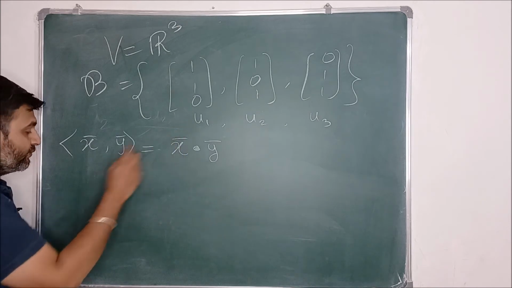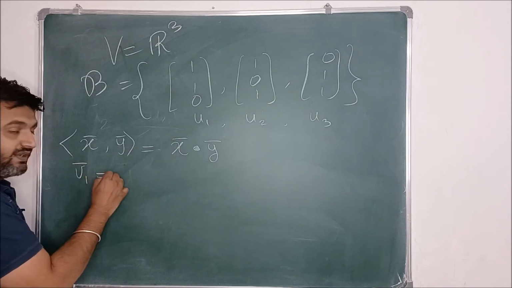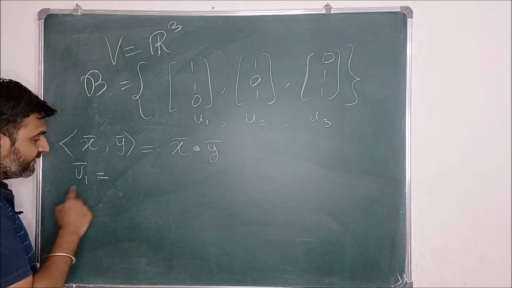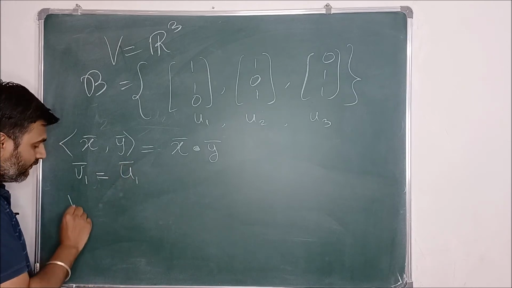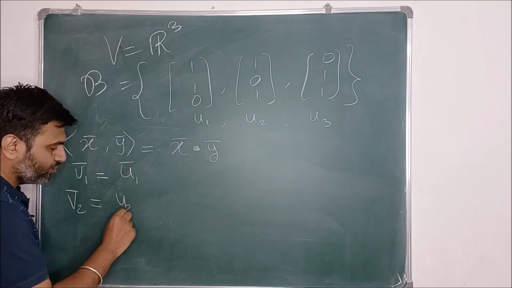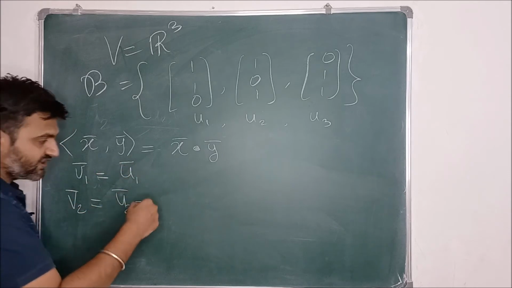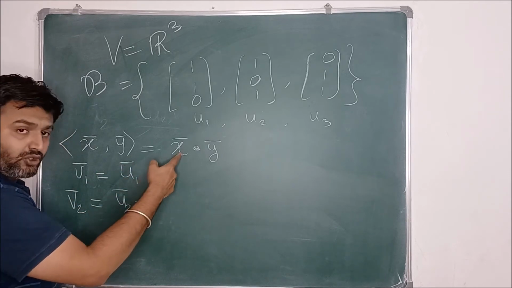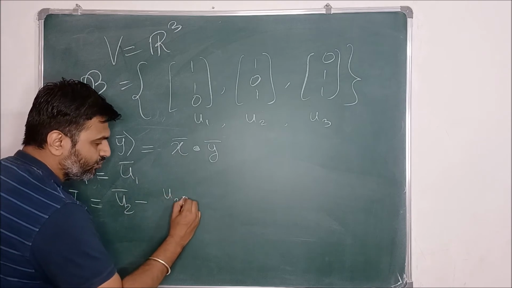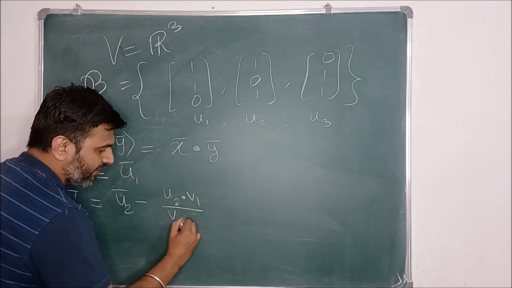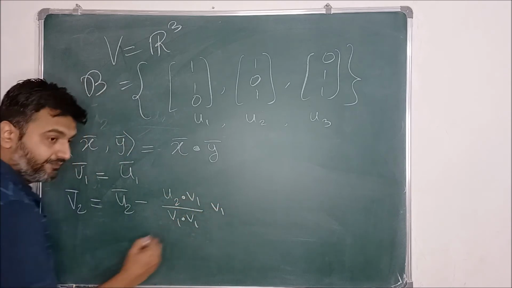Okay, so this is my u1. So what do we do? By the process, we will find v1, v2, v3. What is my v1? It is the same as u1. What is my v2? From u2 you subtract the projection vector. Now here the inner product is the dot product, so I take u2 dot v1 upon v1 dot v1 into v1.